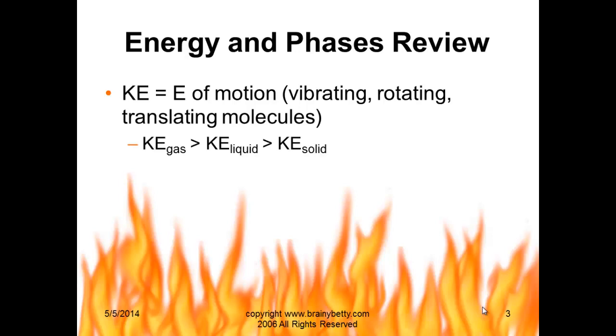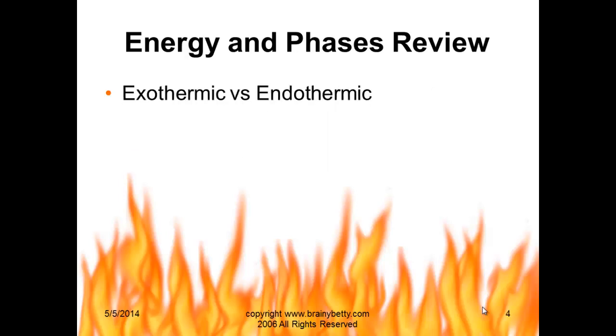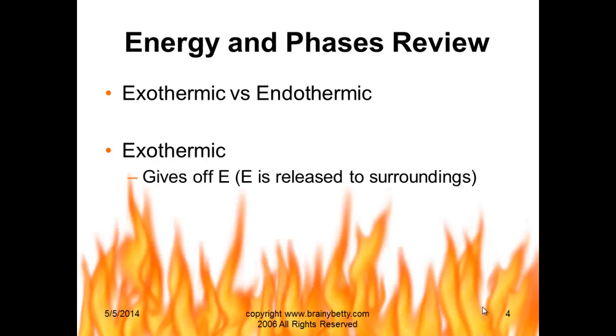From the beginning of the year, we talked about how different phases of matter have different amounts of energy. Gases have the most kinetic energy because they have the most freedom to move. Then liquids, then solids have the least. Also at the beginning of the year, we talked about two vocabulary words, exothermic and endothermic. What do those mean? Heat or energy going in or going out. Exothermic is which one? Exit, so energy or heat leaving.